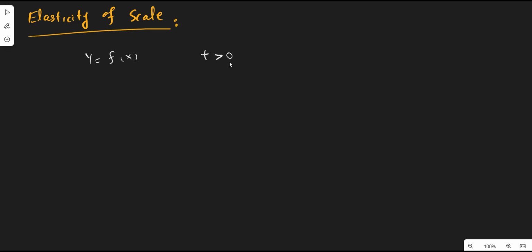To understand the elasticity of scale, suppose the production function is given by this function, right? And suppose t is any scalar which is positive, which is greater than 0, and this is the scalar at which we want to scale up the factor inputs. So when we scale up the factor inputs, we double or we triple it or we assume any other value of t, the output will also increase.